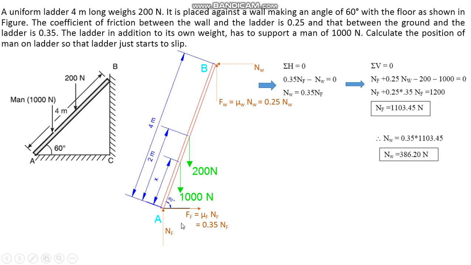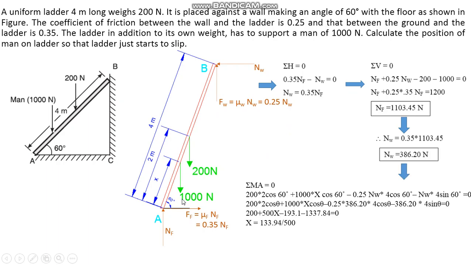So we got the two unknowns, NF and NW. If you get NF and NW, the remaining FF and FW can be calculated, but it is not necessary for this problem, so leave it. Then after this, we'll take summation of moment about point A equals 0.